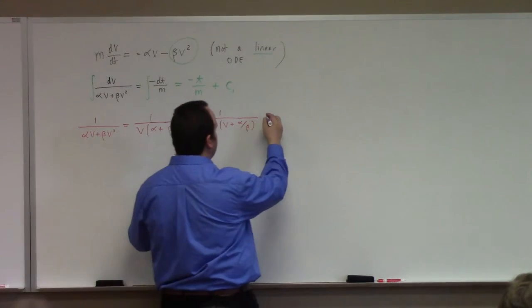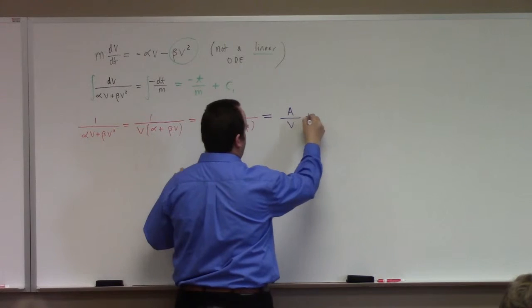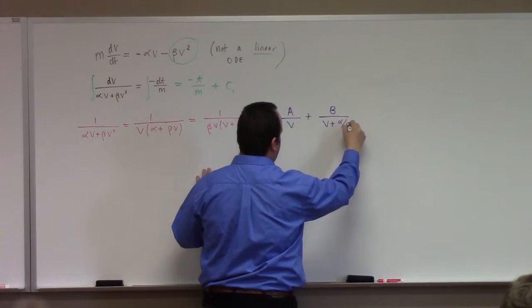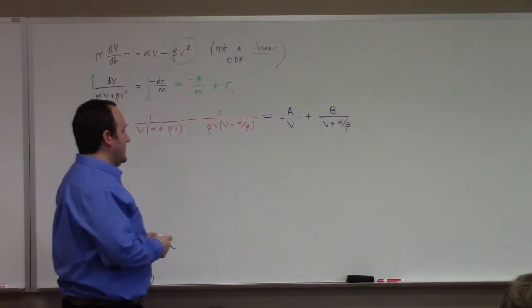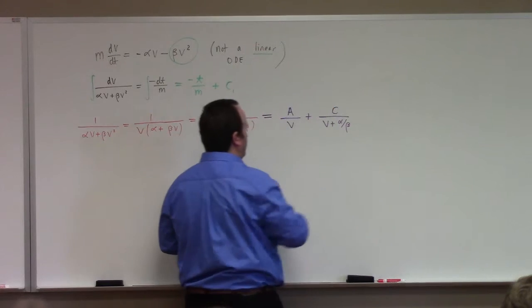So all you've got to do is find A over v plus... what? B over v plus alpha over beta. And I'll tell you what, instead of using B, I'm going to use a C here, just in the interest of not confusing it with my beta.